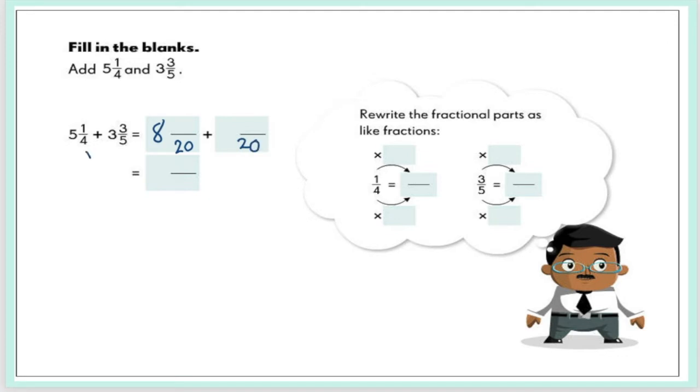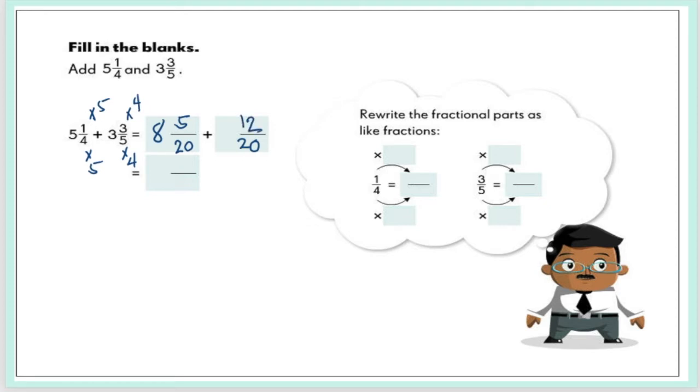So 4 times 5 is equal to 20. 1 times 5 is equal to 5. Let's do the second one. 5 times 4 is equal to 20. 3 times 4 is 12.